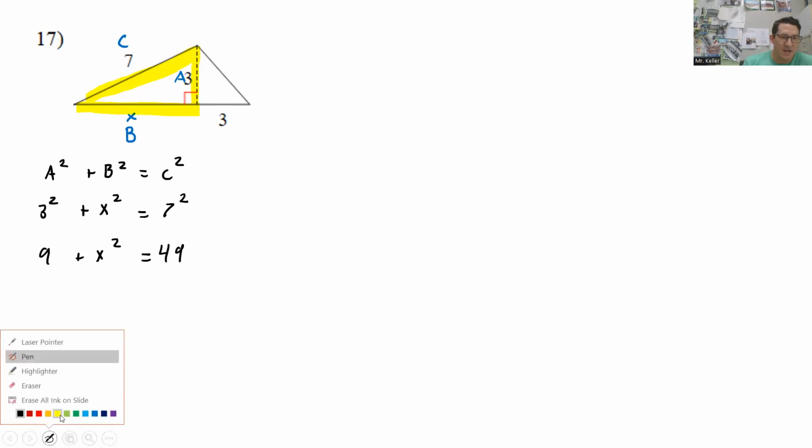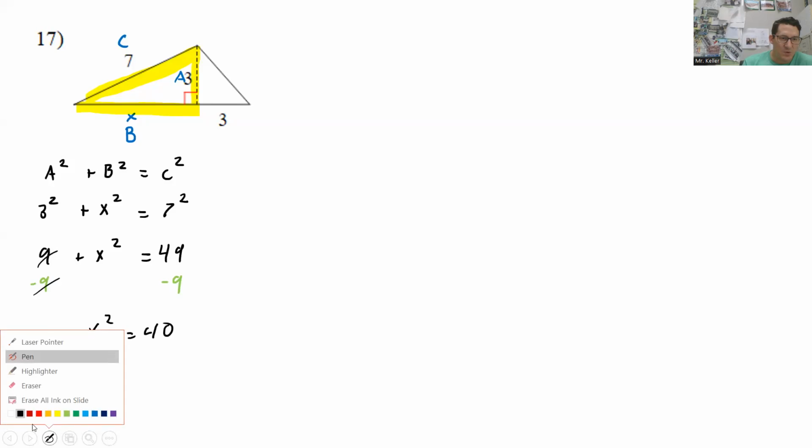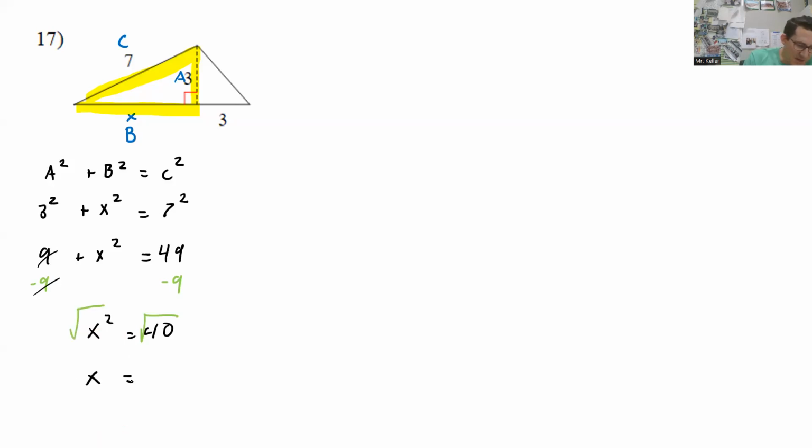I need to subtract 9 from both sides. So that'll cancel out. I get X squared is equal to 40. And then I'm going to take the square root of both sides. And this time I'm going to follow the directions and do that on the calculator. So square root of 40 comes out to 6.3.